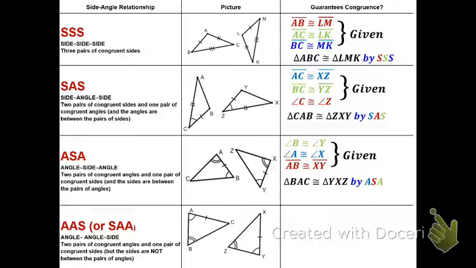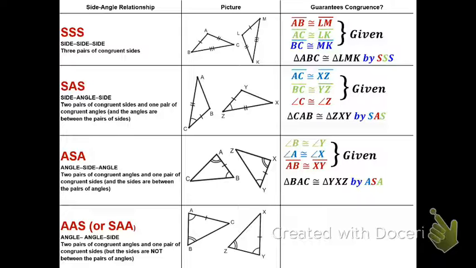Now the fourth example is also going to have two angles and a side, but it's not angle, side, angle. Here, if you look at the picture, we have two pairs of corresponding congruent angles, but the pair of congruent corresponding sides is not in between. That's why this is angle, angle, side. The side is not between the two angles that are marked congruent.